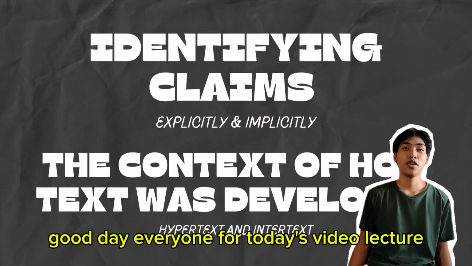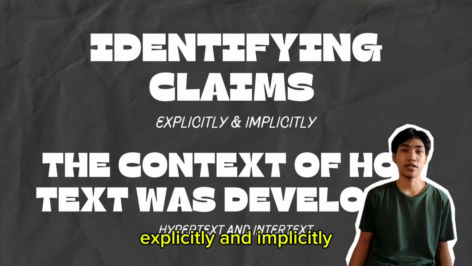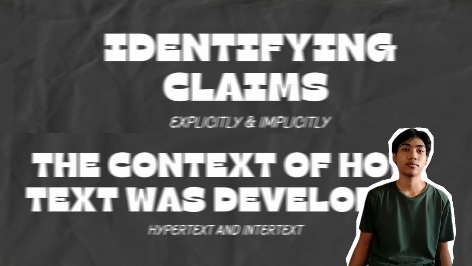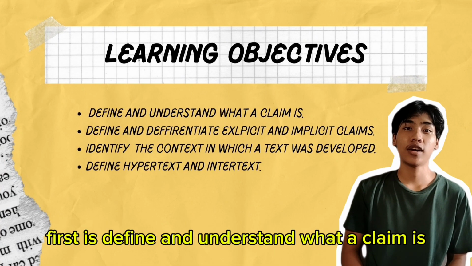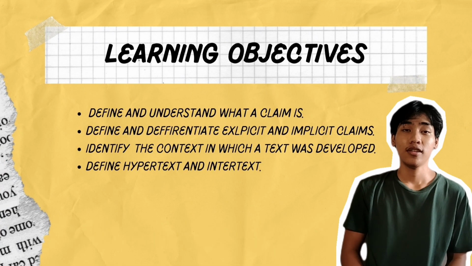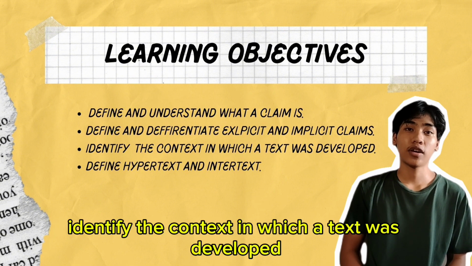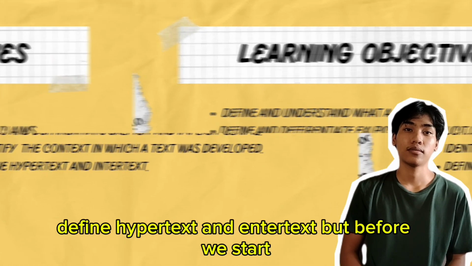Good day everyone. For today's video lecture, we are about to unfold how to identify claims explicitly and implicitly, as well as how the context of text was developed. Here are the following learning objectives. First is define and understand what a claim is, define and differentiate explicit and implicit claims, identify the context in which a text was developed, and lastly, define hypertext and intertext.